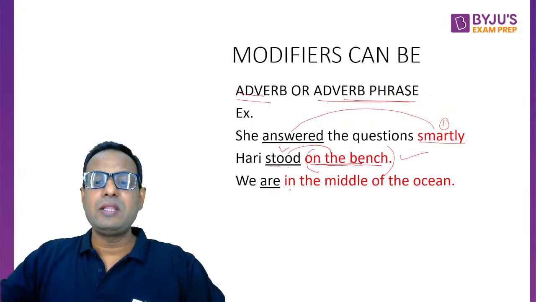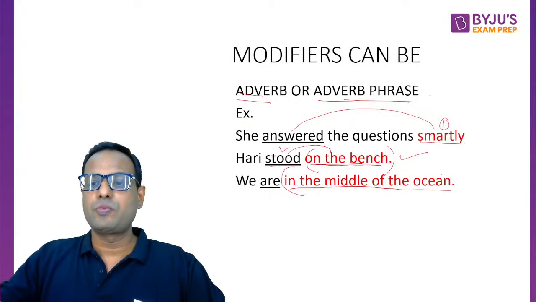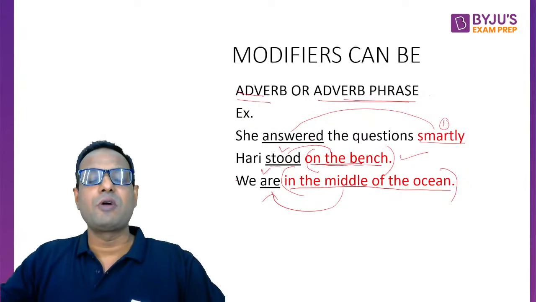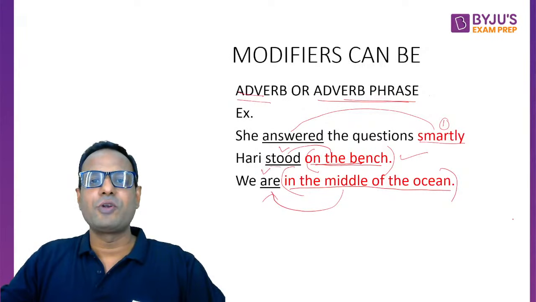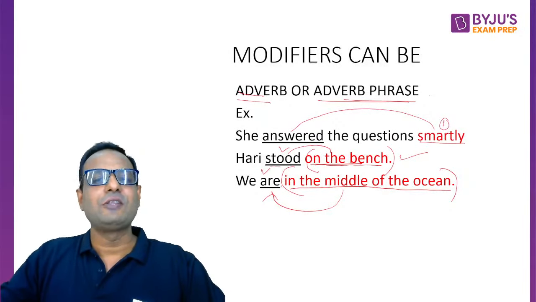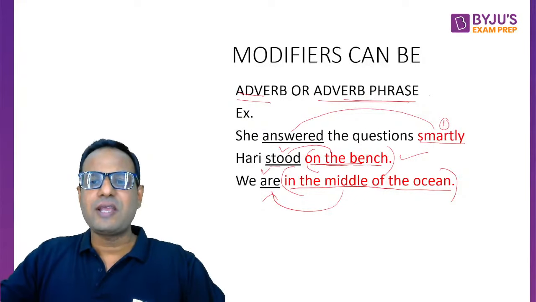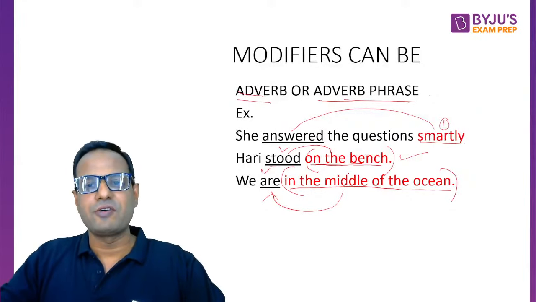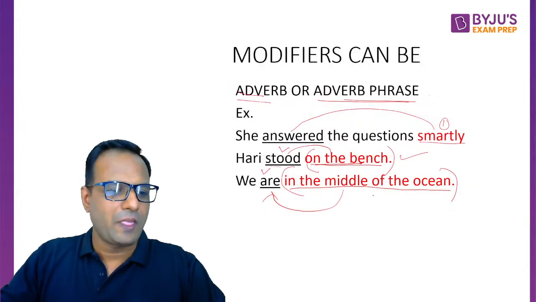Look at the next one. We are in the middle of the ocean. Quite a big word group. But what does this word group modify? किसको modify कर रहा है? Are को. Are क्या है? It's a verb. So आपको किस चीज का आंसर मिला? We are where? In the middle of the ocean. So in the middle of the ocean qualifies the verb are. So these examples, the words and word groups in the red are modifiers and they are adverbs. I hope it is understood.